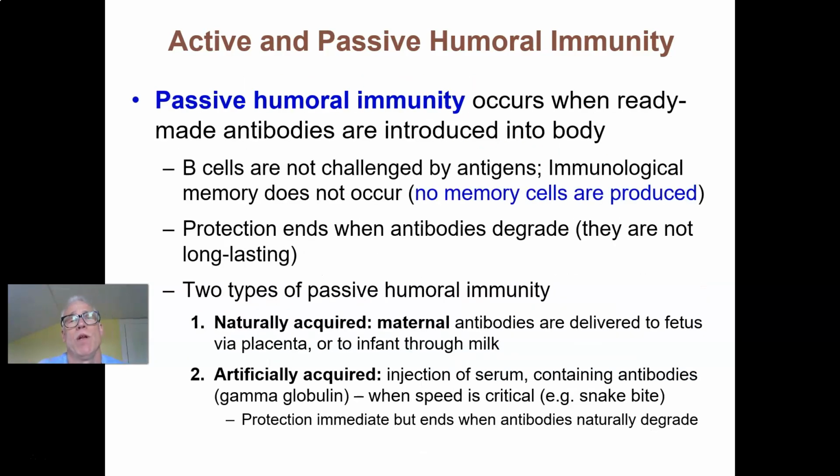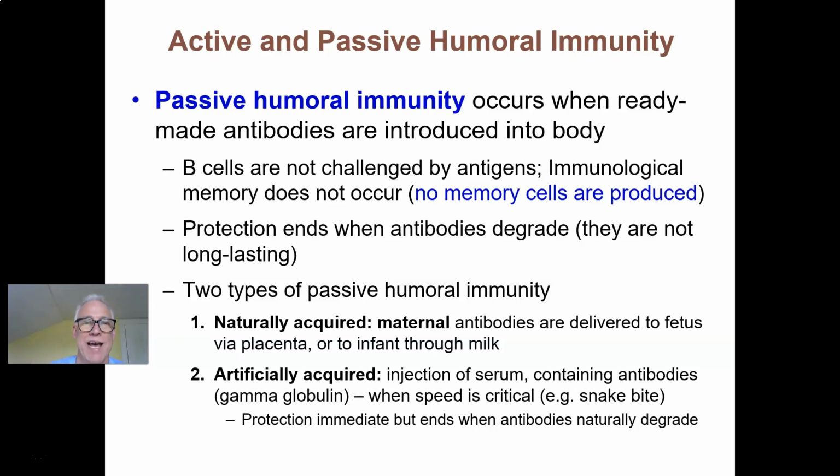Passive humoral immunity. Sometimes time is of the essence and we want to get some antibodies into the body immediately. If someone is bitten by a rattlesnake, for example, and the venom is going to kill them in a matter of hours, we can take an antiserum, some serum, the plasma essentially from an animal that has antibodies against that venom, inject that right into someone's body.